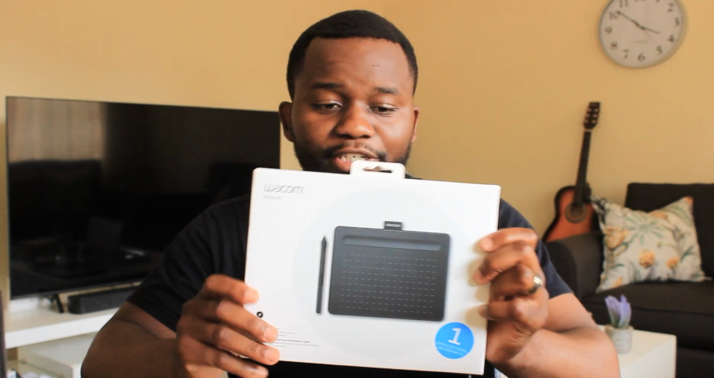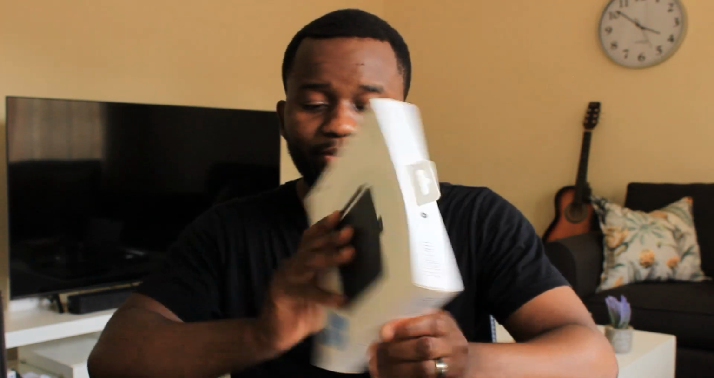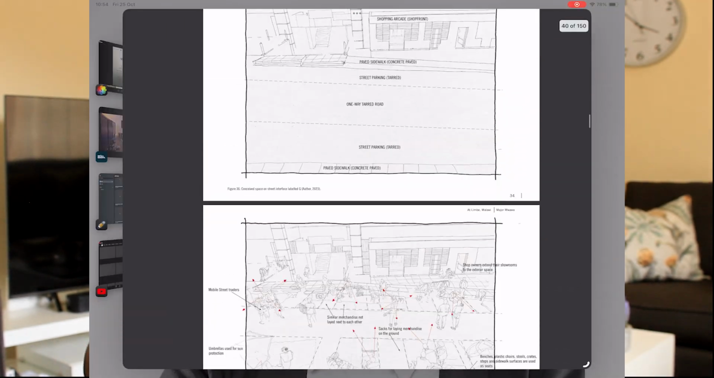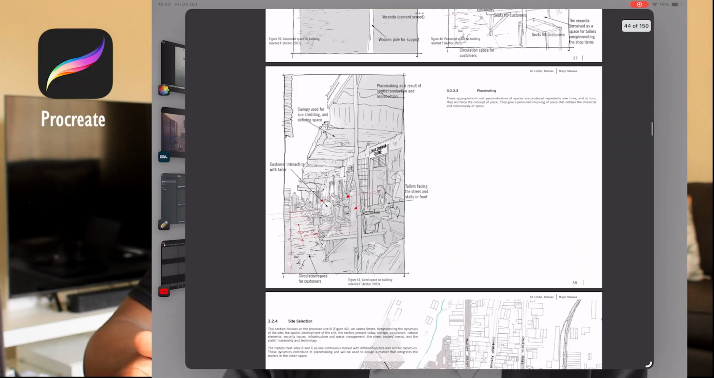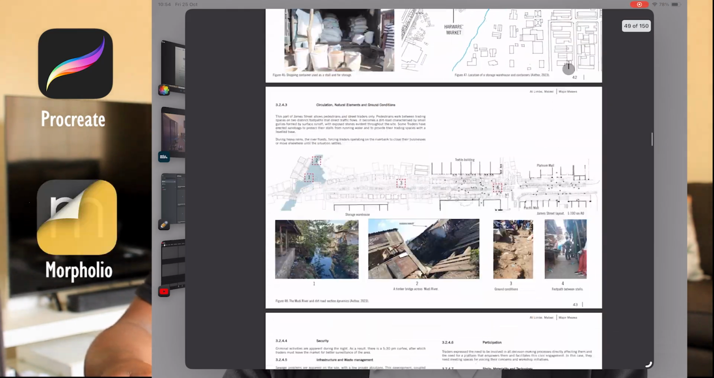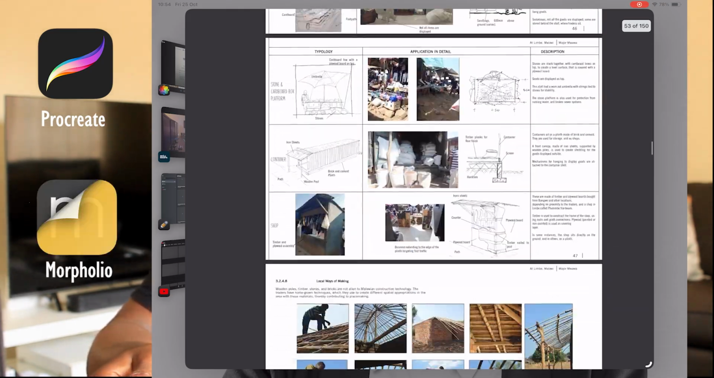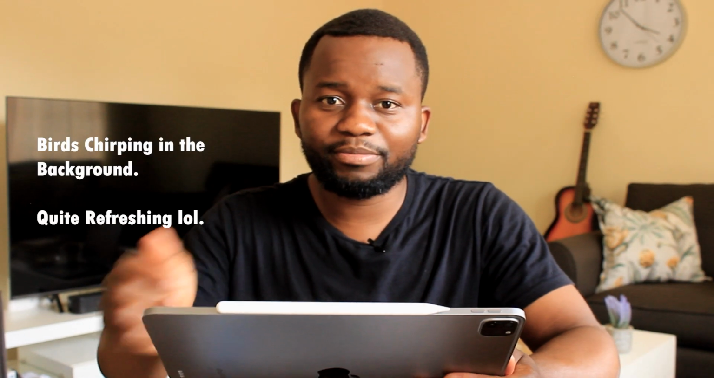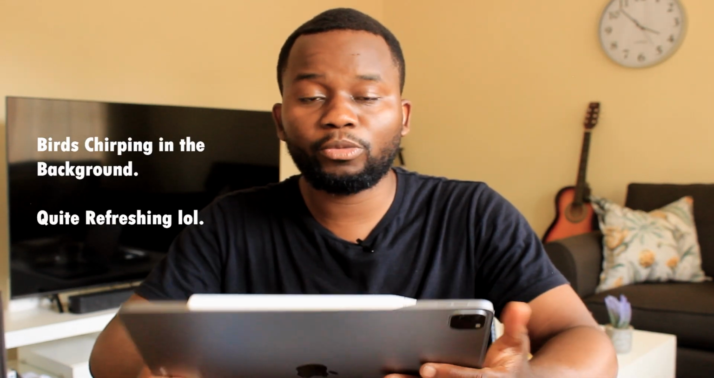For me, I haven't used this in a while because I also got the iPad, and the iPad helps me a lot. Almost all the drawing I did for my master's were done on the iPad using Procreate. You can also use Morpholio and different other software, but I'm very conversant with Procreate. If you want to know more about Procreate, you can leave me a comment and I can tell you more about it.